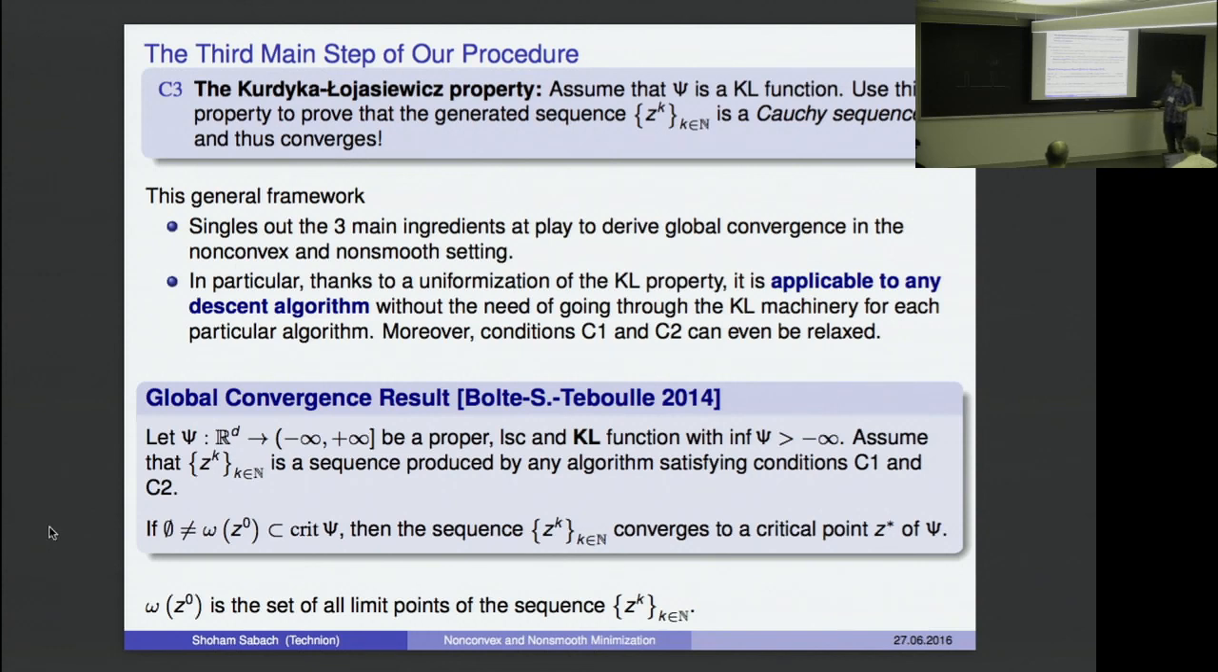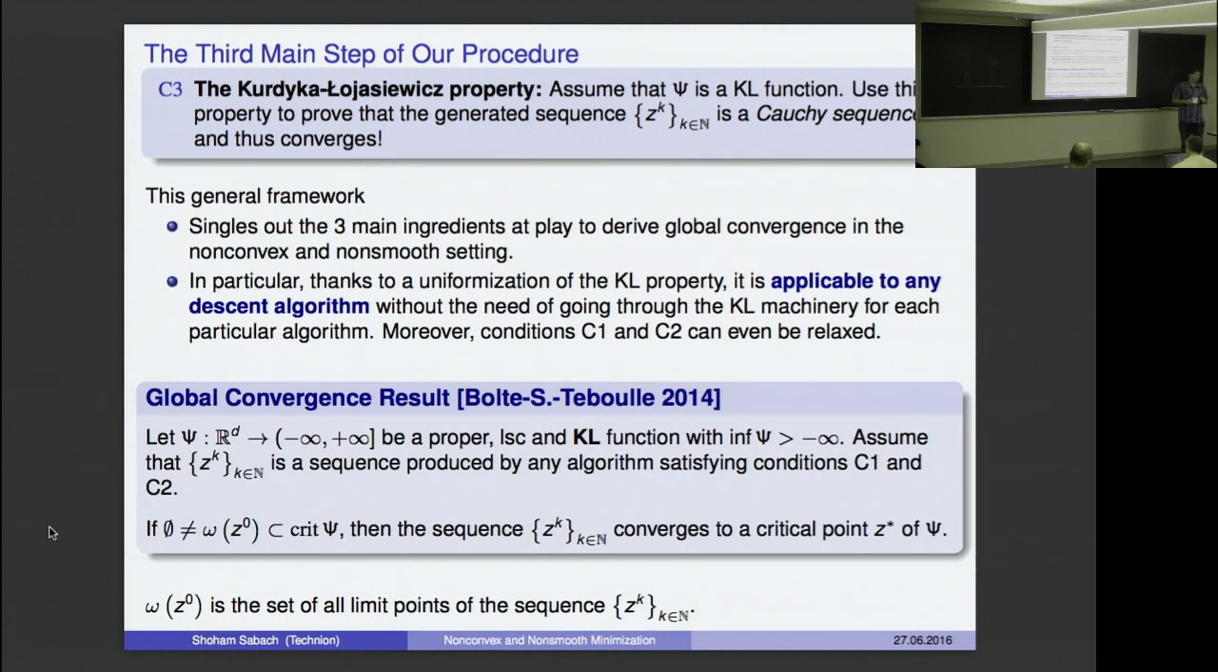If, in addition, any limit point of the sequence is a critical point, which is another small assumption that usually can be proved and depends on the algorithm, then you can show that the sequence z_k converges globally to a critical point, z star, of the function psi. So if you have the two conditions and the KL property, you can show global convergence of the sequence z_k to a critical point. So this is the general framework, but as you can see, the main ingredient here is the KL property.